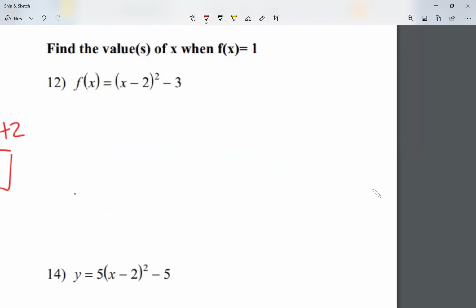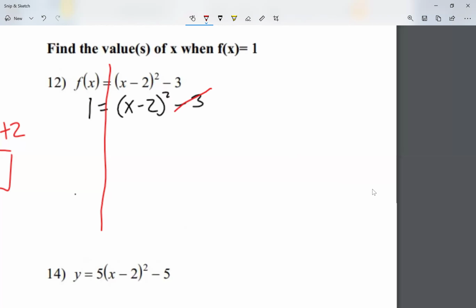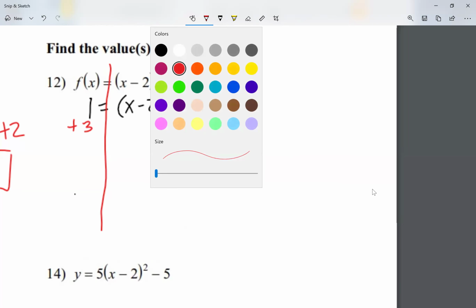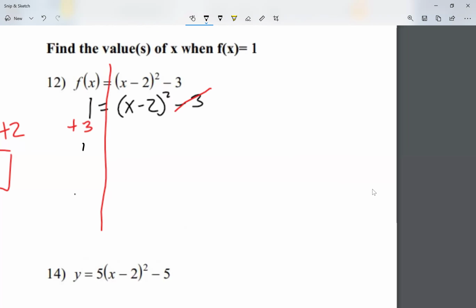Good. Let's take a look at our last example here. When f of x equals 1. So let me rewrite this as 1 is equal to x minus 2 all squared minus 3. And then I'm going to separate my sides through the equal sign. This minus 3, I'm going to move it to this other side as a plus 3. Don't forget to switch the sign. So we have that 4 is equal to x minus 2 all squared.